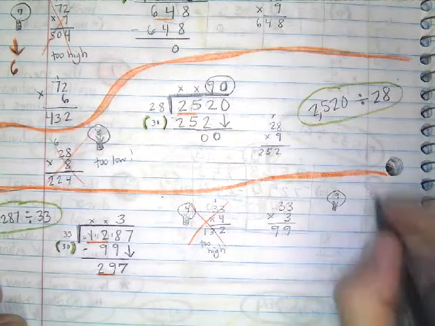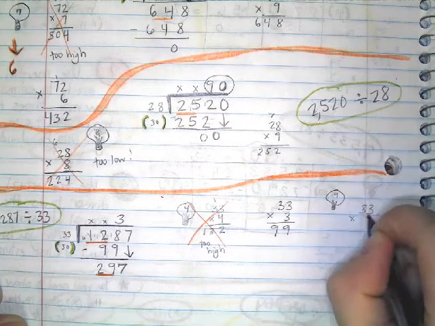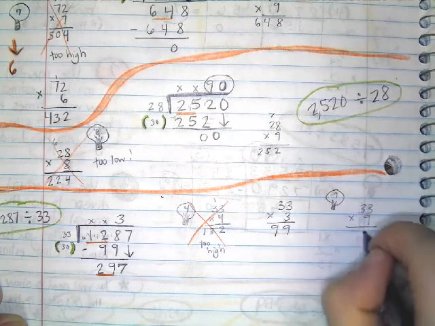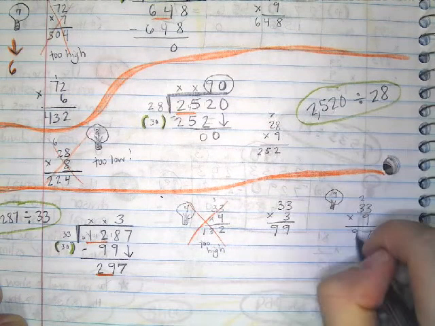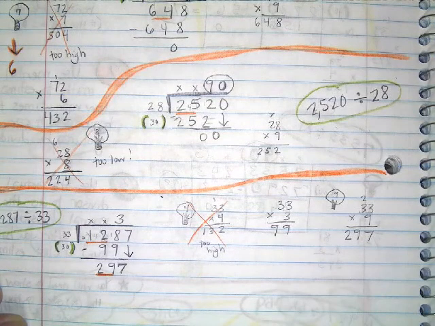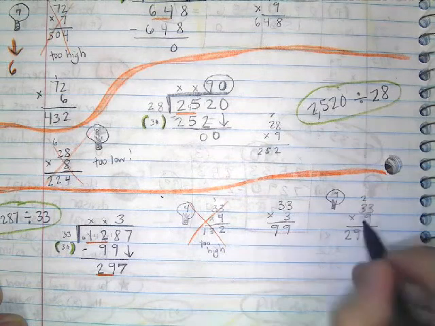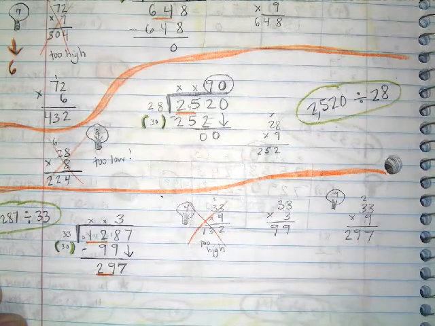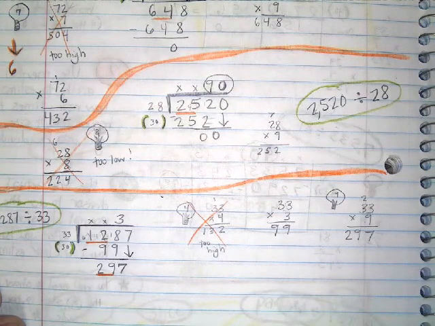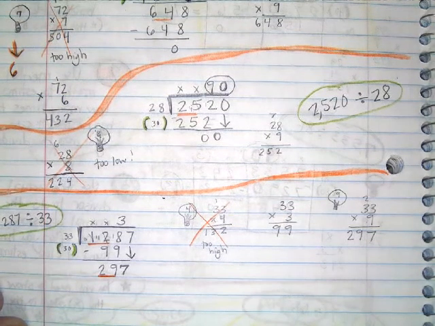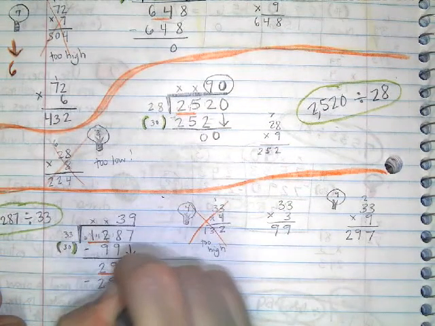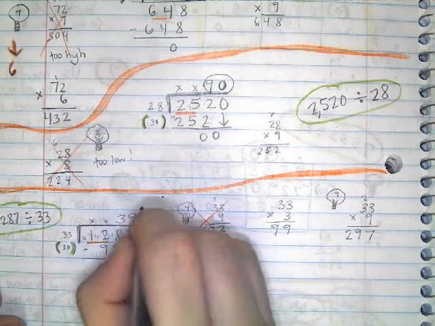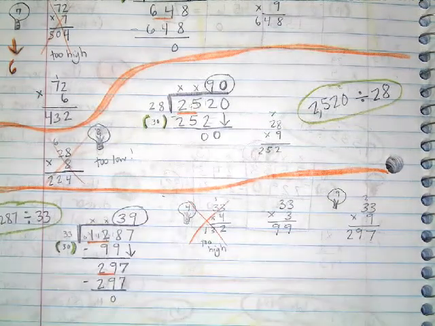The goal here is to try 9. Will you draw a light bulb? We're going to try 9. And the number can't be higher than 297. So let's go to the original divisor, 33, and multiply it by 9. Well, look at that. 9 goes on the quotient line. And subtract 297 to prove that it gets to 0.